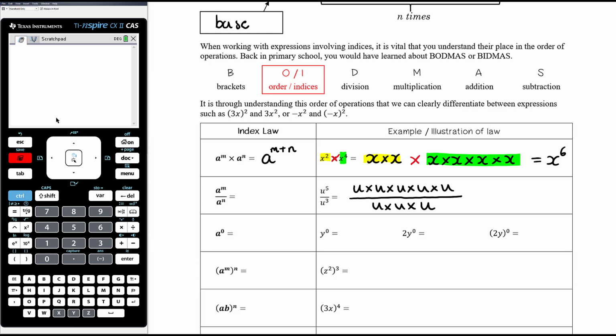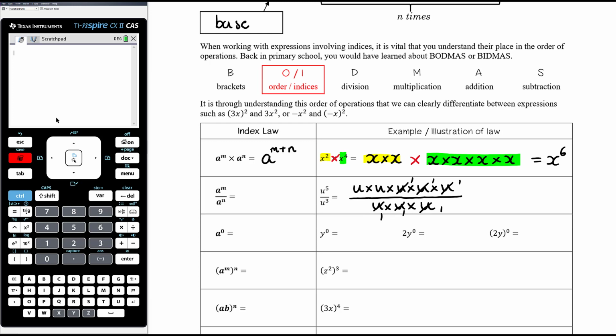Okay, so we know we can simplify fractions by dividing the numerator and denominator by the same thing. So if we divide the numerator and denominator by u, one of those u's on each of the numerator and denominator cancels down to be 1 over 1. If we divide by u again, u divided by u is 1, u divided by u is 1.